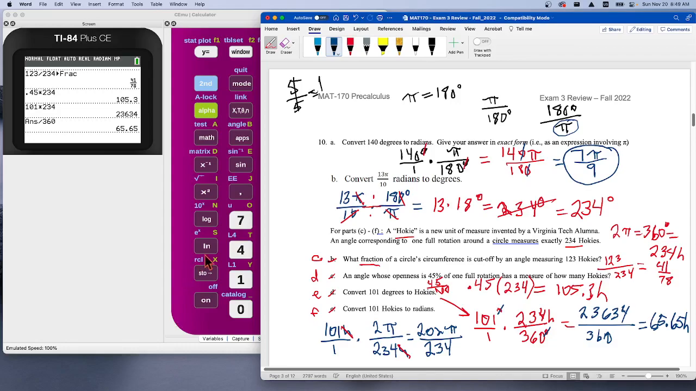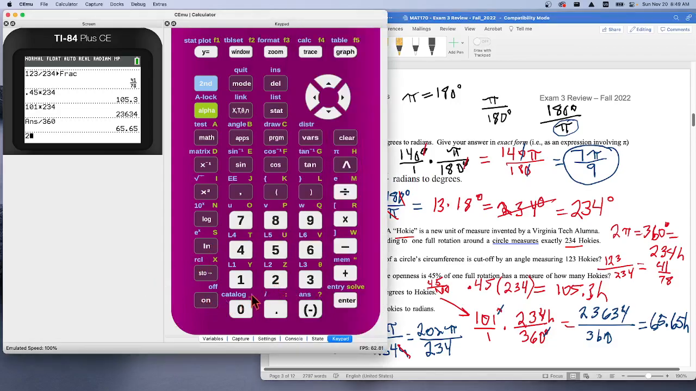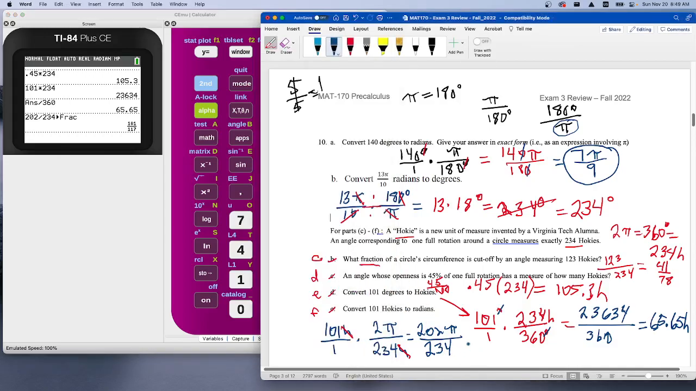Let's just see if 202 over 234 reduces. We want our answer as a fraction, so let's use the math function to keep it as a fraction. Yeah, it does reduce to 101 over 117. We could have probably seen that because 2 goes into this. So our final answer here is going to be 101 pi over 117.